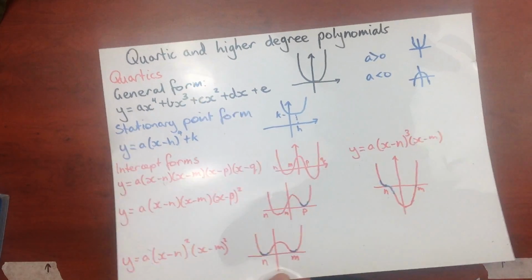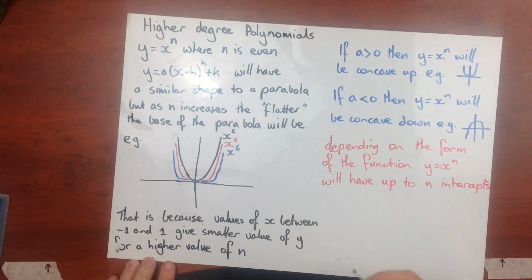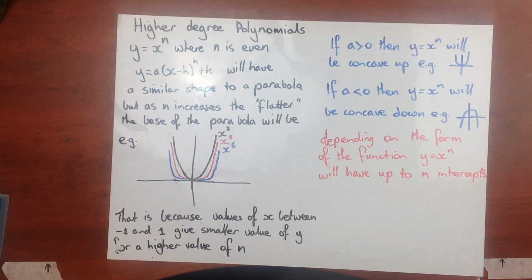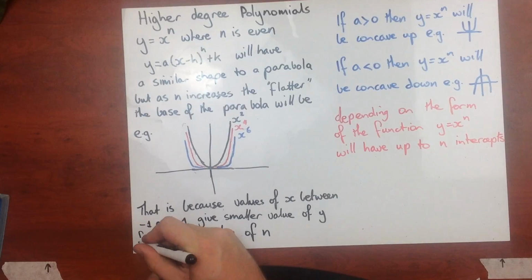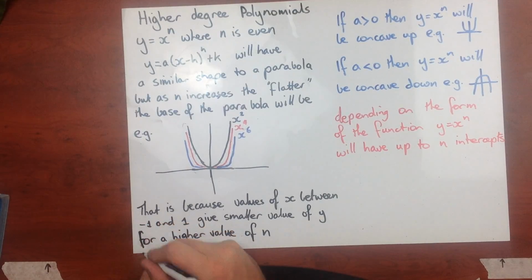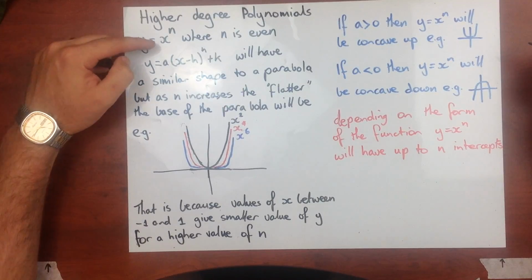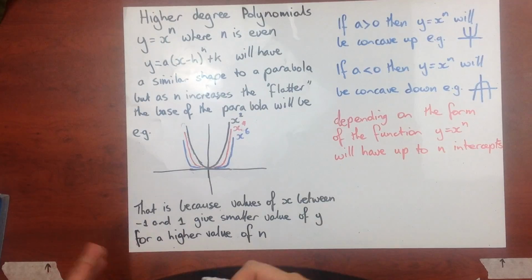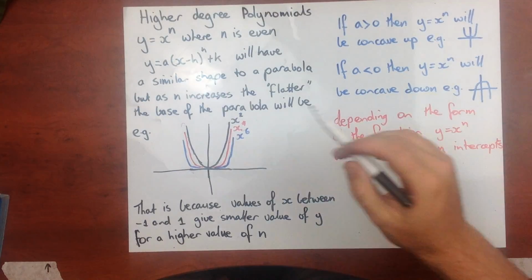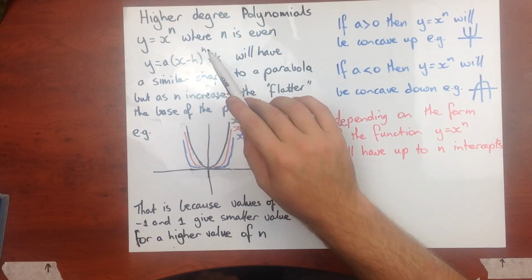So we're going to move on now to some of our higher degree polynomials, and this is just general terms now. We could go higher. Our next one is the quintic, for example, but we're not going to worry about those ones. So talking generally now, we're talking about when y equals x to the power n, where n is even. This is going to be the same sort of form as our quartics, so we have y equals a outside of x take h to the power n plus k.